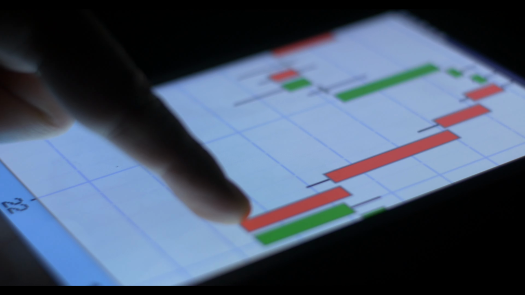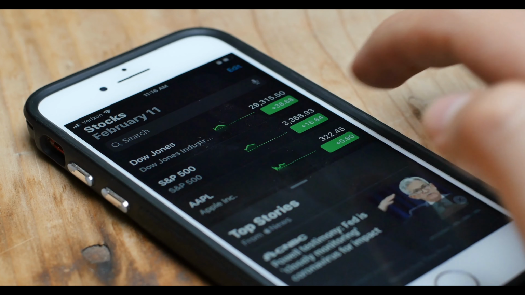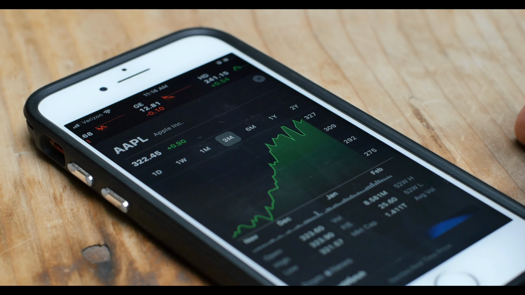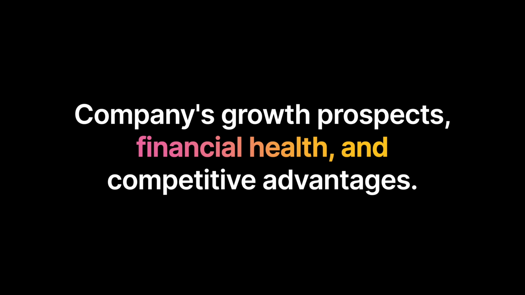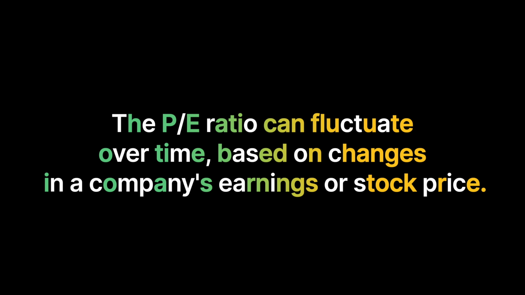Of course, it's important to remember that the PE ratio is just one metric, and it shouldn't be the sole basis for your investment decisions. You should also consider other factors, such as a company's growth prospects, financial health, and competitive advantages. In addition, it's important to keep in mind that the PE ratio can fluctuate over time based on changes in a company's earnings or stock price. So, it's a good idea to keep an eye on a company's PE ratio over time rather than relying on a single snapshot in time.